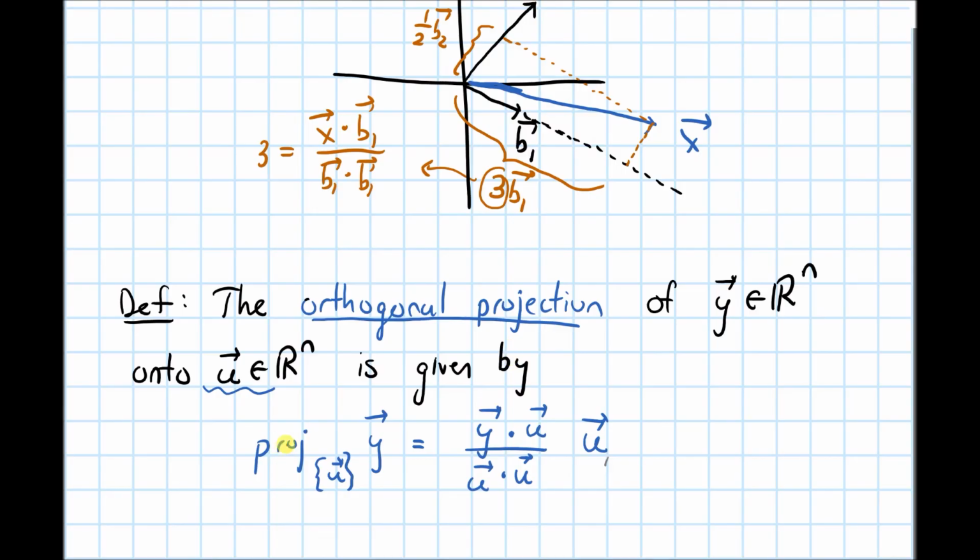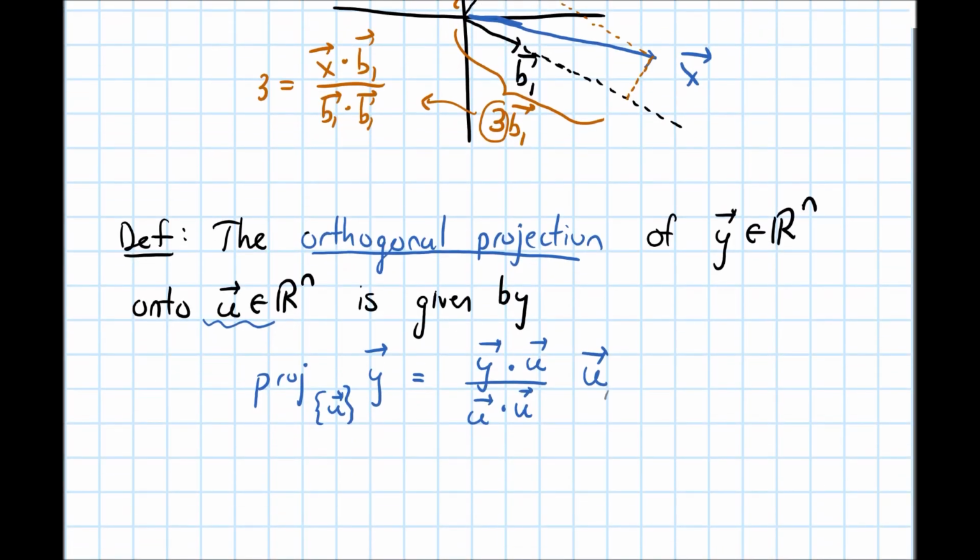The way I read this is, the projection of y onto u equals the following formula. So let's break this down a little bit. First off, when it says that we're projecting onto a vector, what that technically means is we're projecting onto the span of that vector. And visually, the span of this vector is going to be a line. So we're going to be assuming that u is non-zero here.